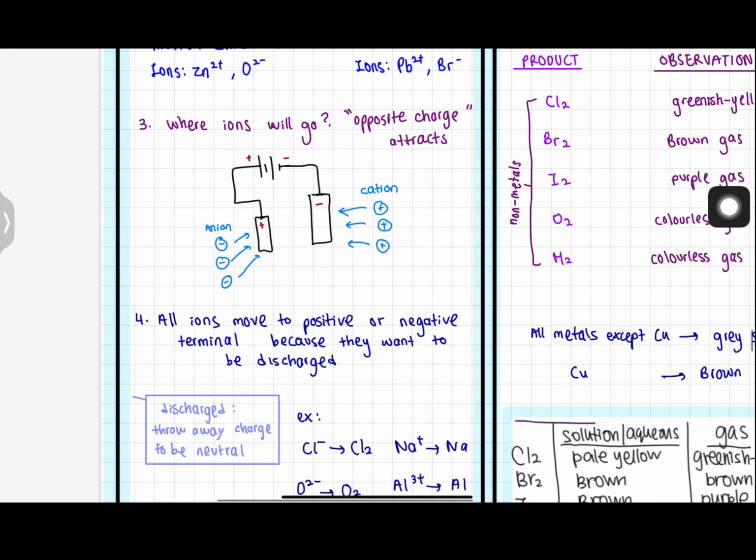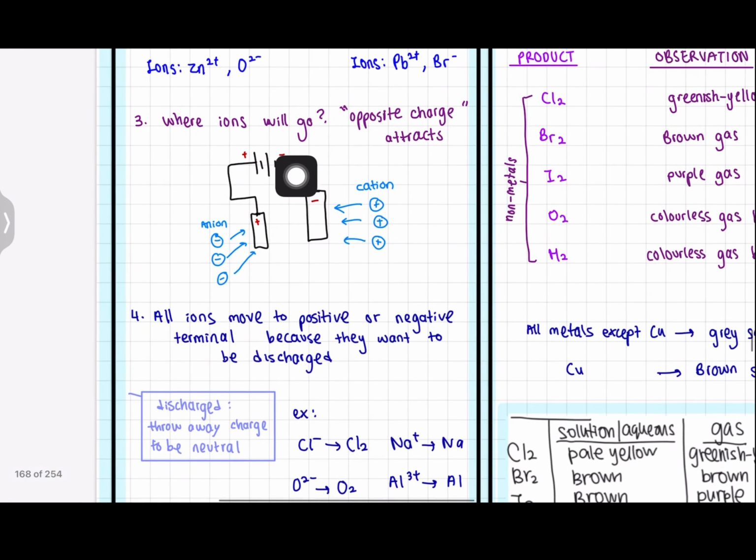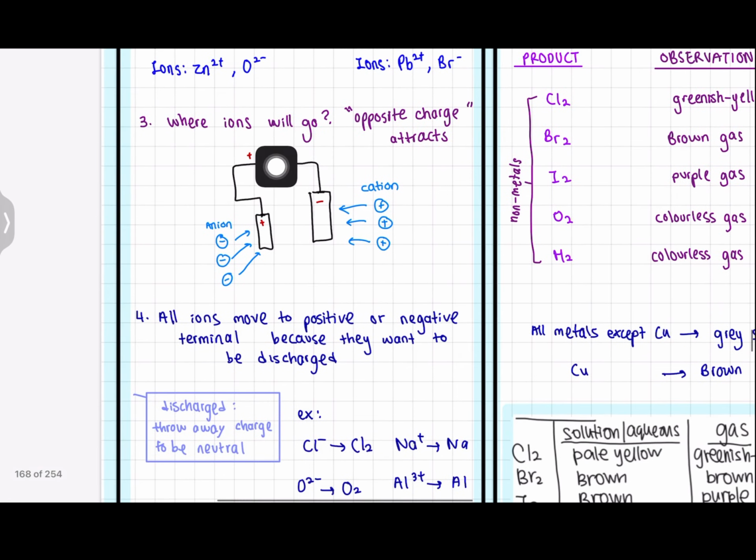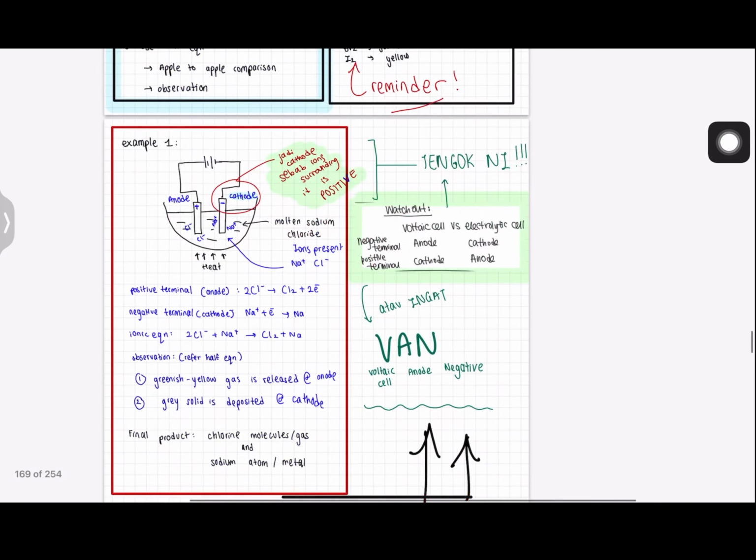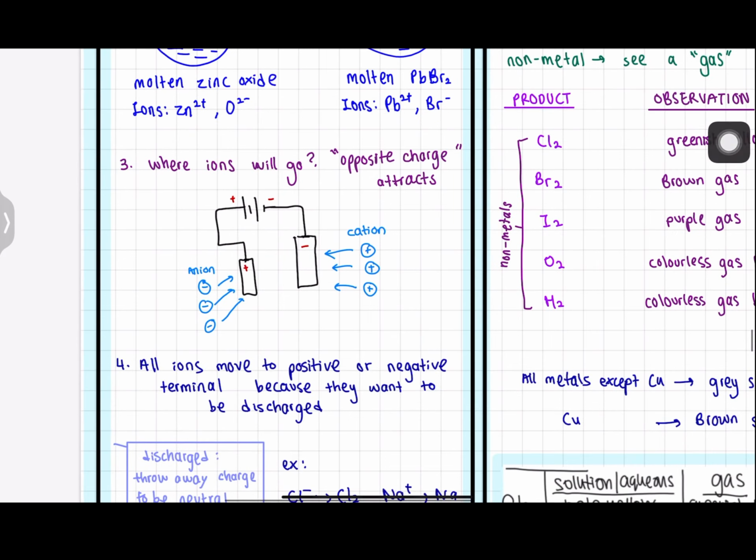So where will the ions go? If this is your positive terminal and this is your negative terminal, opposite charges will attract. So all the negatively charged ions, the anions, will go to the positive terminal, and the cations will go to the negative terminal. The negative terminal is the cathode. So the cations will be attracted to the cathode.